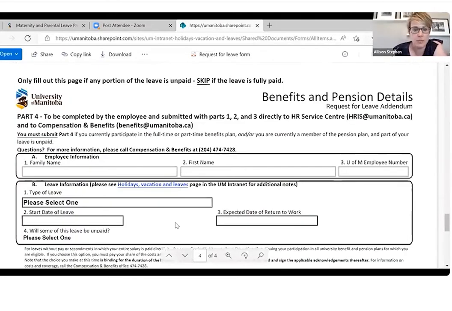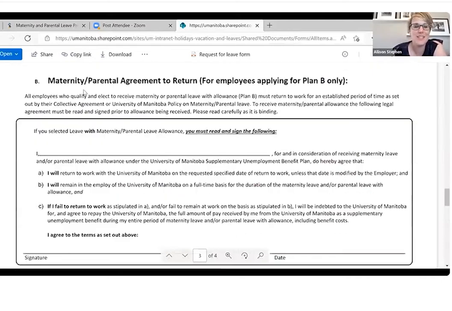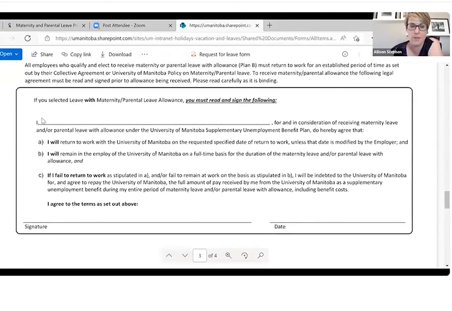And the last page is, oh, actually, I think I missed something. Down here is very important. So this is the maternity parental agreement to return. So this is where by accepting Plan B, the top up that you're going to be getting from the university and the benefit contributions, you are agreeing that you're going to return to work following your leave and stay on full time for the duration that you were receiving this allowance. If you do not come back, you'll need to pay it all back. So that is very important to read that carefully and be aware of what you're applying to.